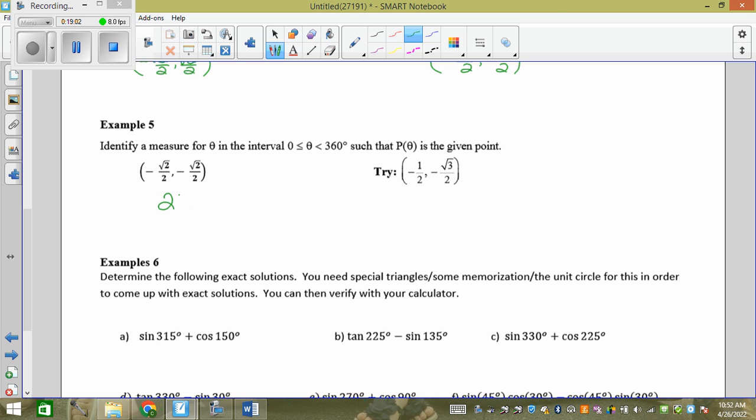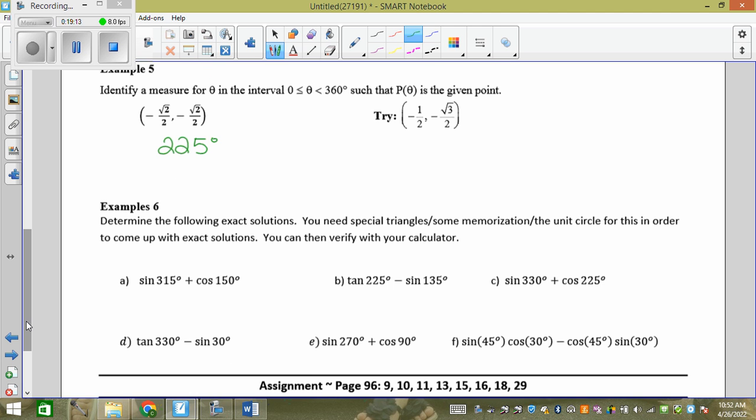225 degrees. Don't forget the degrees or else it's a radian measure. Because how can you tell it's degrees? It has a degree symbol. Okay, then we have negative 1/2 and negative root 3 over 2. We're in quadrant 3 again, right? Because they're both negative. Where is that at? 240.